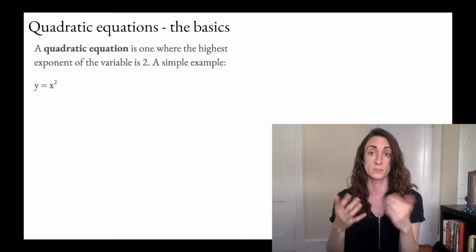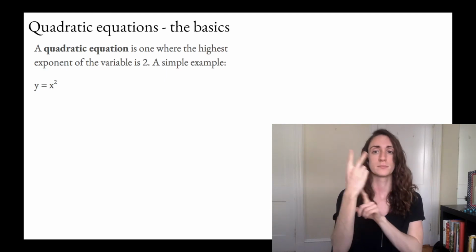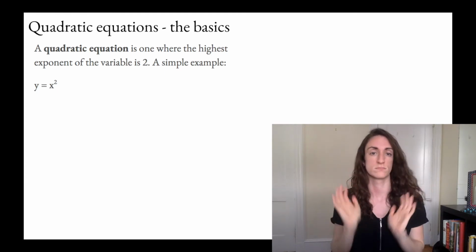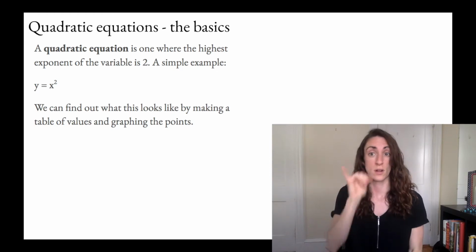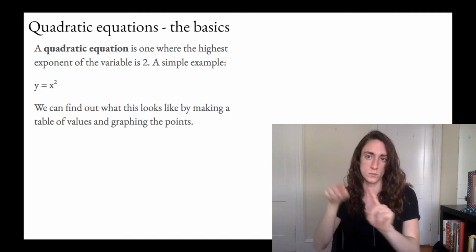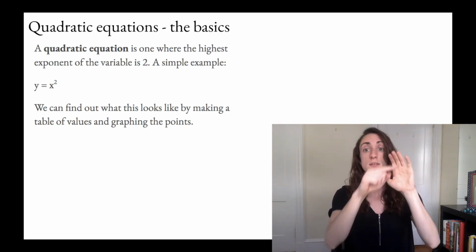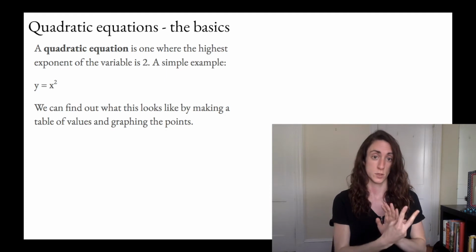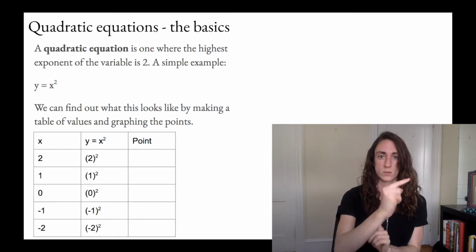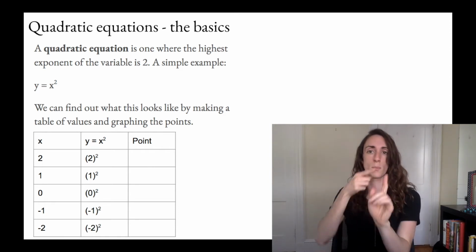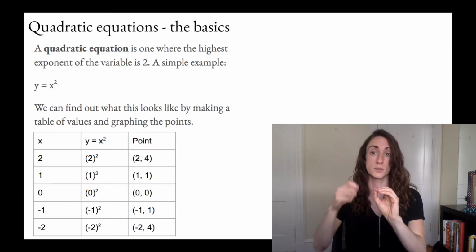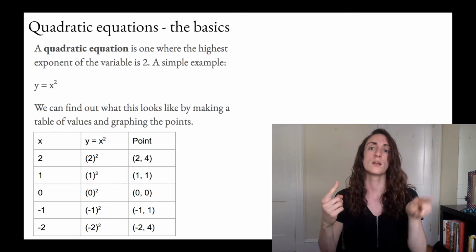A quadratic equation means that the highest exponent applied to a variable in the equation is 2. So the simplest example is y equals x squared. And we can figure out what the graph of this equation looks like by making a table of values. So we'll start with x, and we can choose 2, 1, 0, -1, and -2 for our x values. And then our y values will be the squares of those x values. So from there, we can find 5 points. So we've got (2, 4), (1, 1), (0, 0), (-1, 1), and (-2, 4).